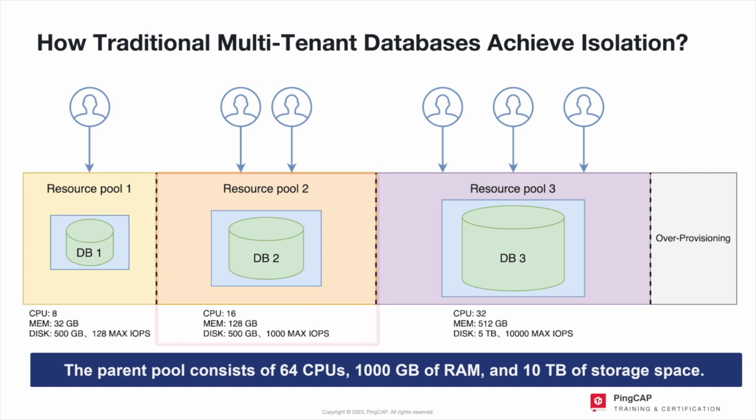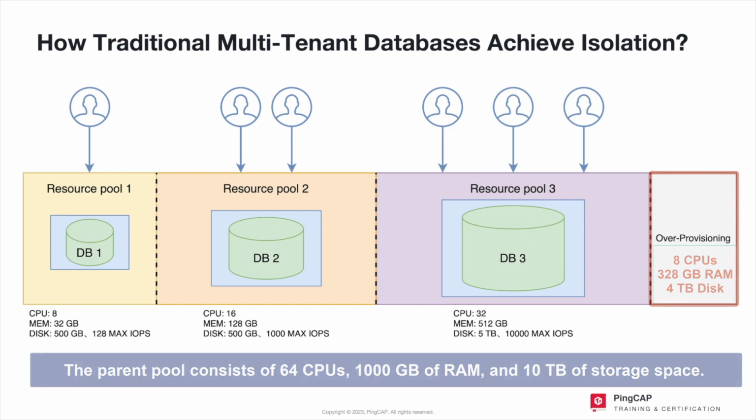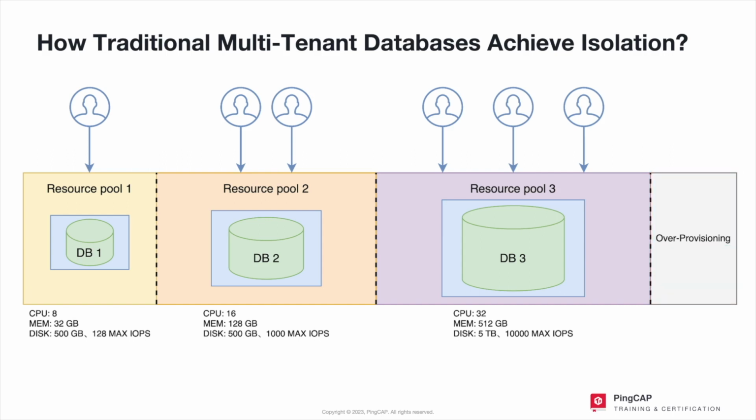Finally, we have DB3. DB3 needs far more capacity than the other two. We create resource pool 3 and assign it 32 CPUs, 512 gigabytes of RAM, and 5 terabytes of disk space. And we also will limit it to 10,000 IOPS. Our excess capacity over here to the right is 8 CPUs, 328 gigabytes of RAM, and 4 terabytes of disk space. Our new multi-tenant database has isolated the 3 databases from one another.